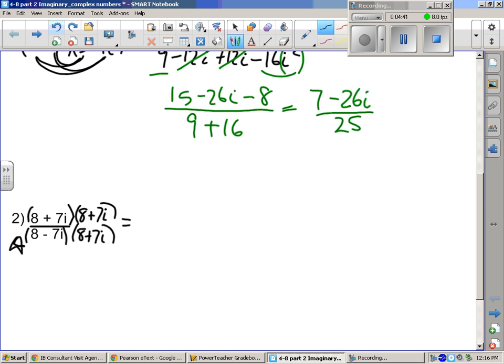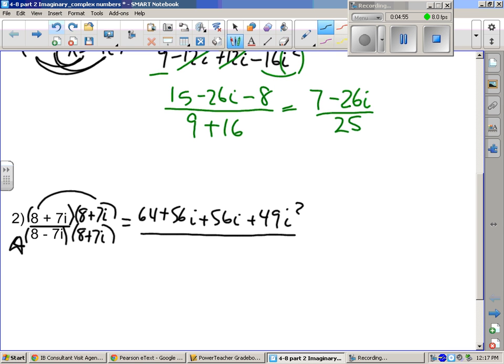All right, so 8 times 8 on the top, 64. 8 times 7i, 56. 7i times 8 is another 56. 7 times 7 is 49i squared. On the bottom, 64, and plus 56i, minus 56i, and then minus 49i squared.